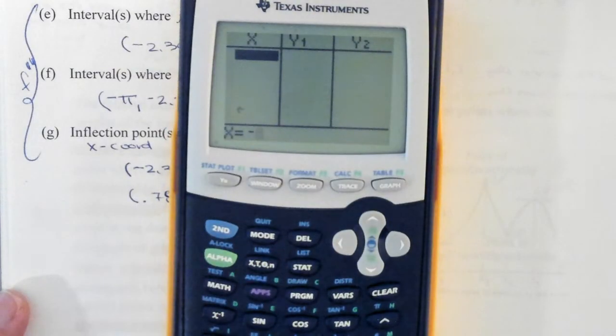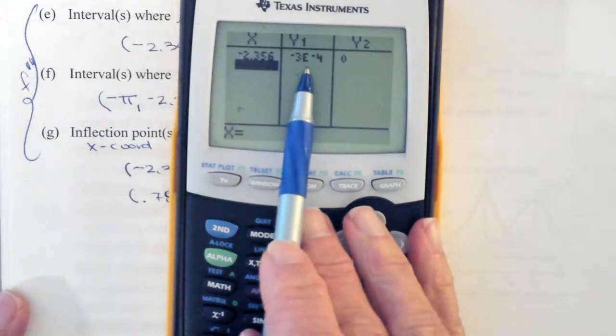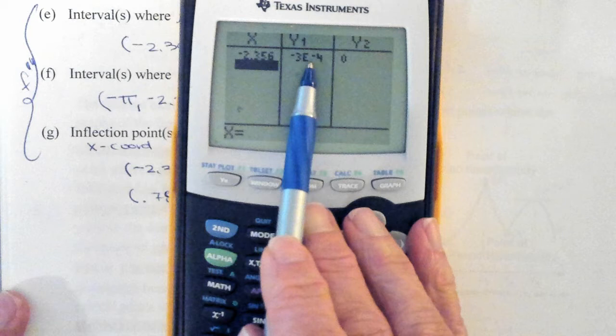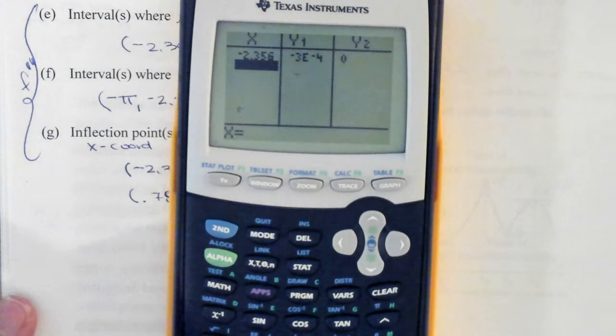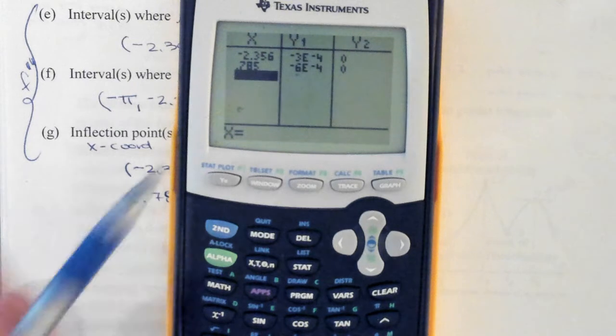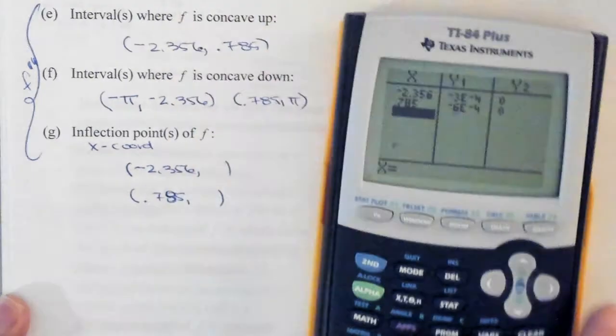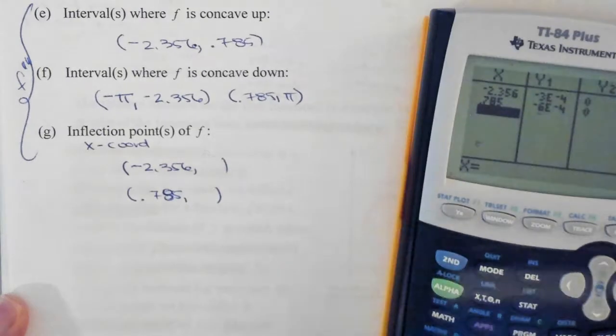So, negative 2.356. What's that? What is negative 3e to the negative 4? Yeah, it's a tiny number. So what would you put there? I heard it. Yeah, 0. Because this is negative 0.0003. It's tiny. So then what happens when I plug in 0.785? Oh, same thing. Even smaller. So these y values are both what? 0.